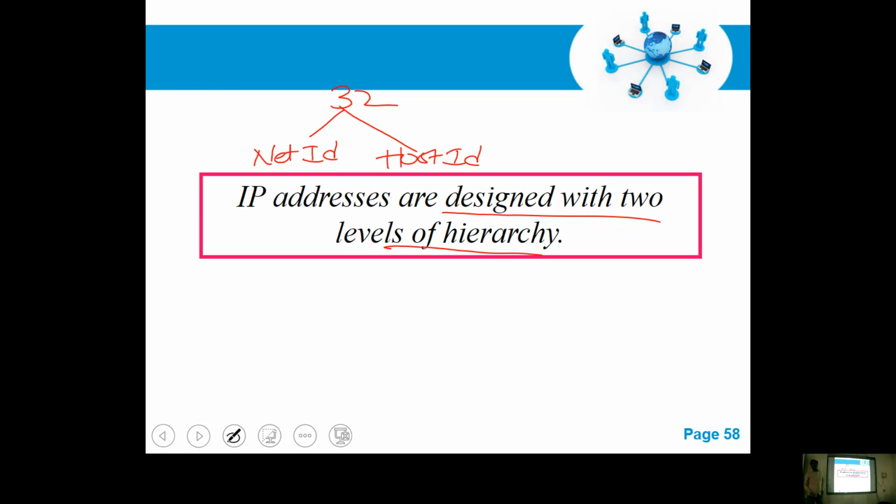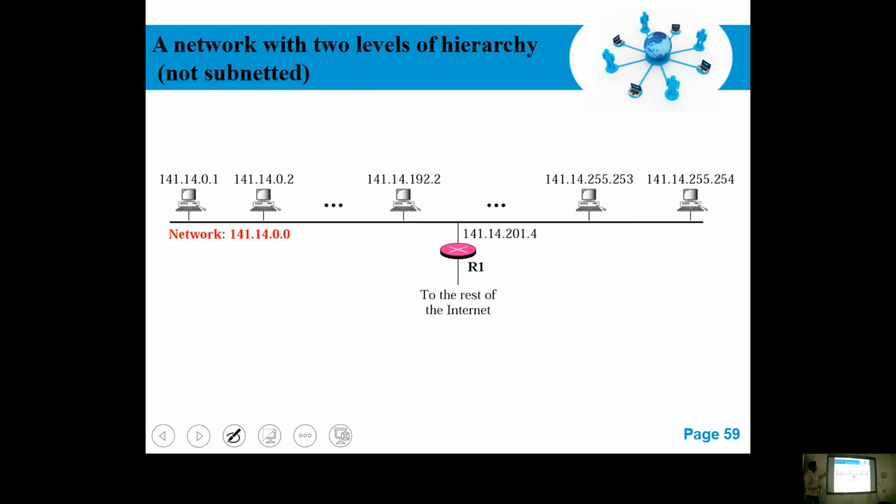If I consider the default mask of class A, we have 255.0.0.0. Why are we considering only 8 bits? Because the network ID consists of 8 bits. Similarly, for class B, 16 bits, because the network ID consists of 16 bits. So when I consider original IP addresses, we are going to have it like this. A network with 2 levels of hierarchy can be considered like this. So I have the entire network. This is my network address.